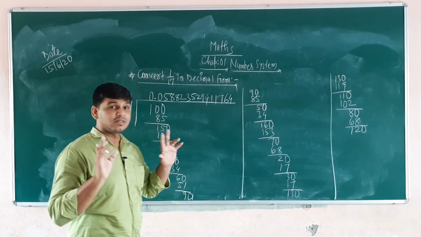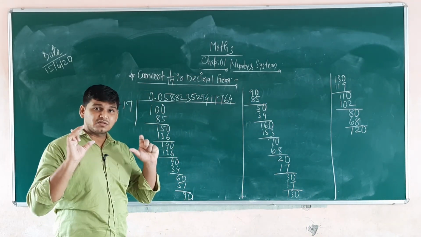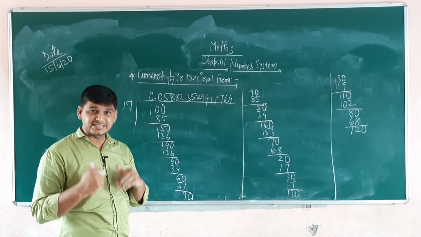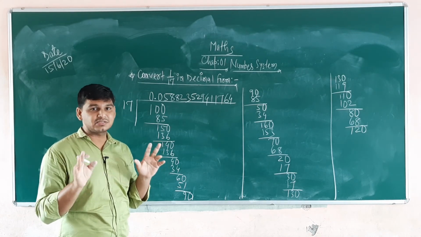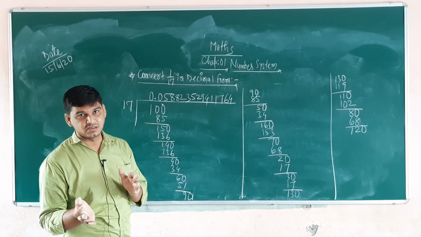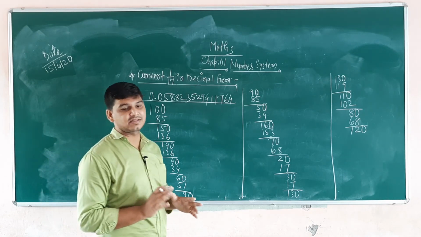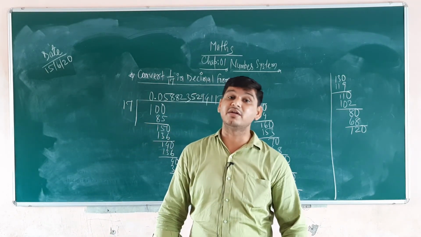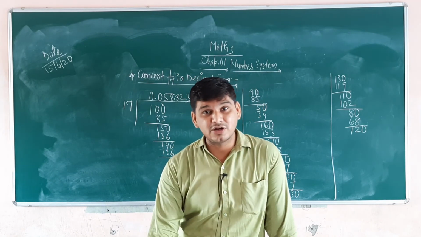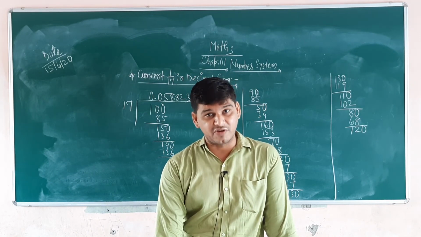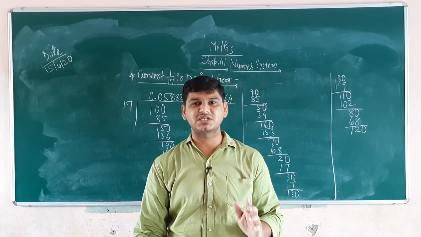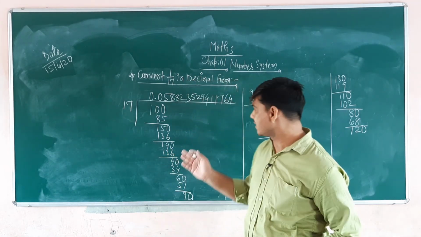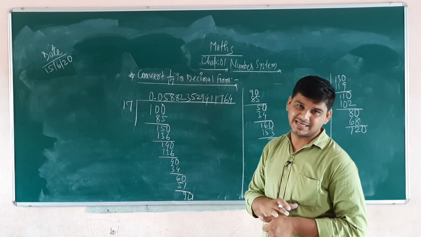So the basic thing is this: if a rational number is given and the denominator is not in the form of 2 or 5, then you always have to apply the long division method to convert it in the form of decimal. But if the denominator is in the form of 2 or 5, you can directly multiply, and you can easily convert it in the form of decimal numbers.